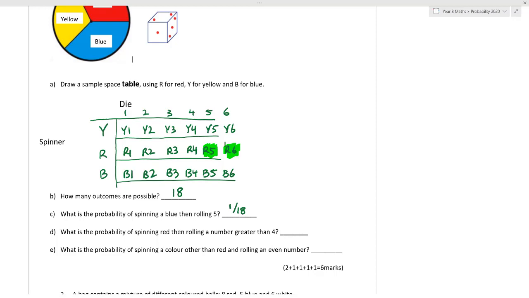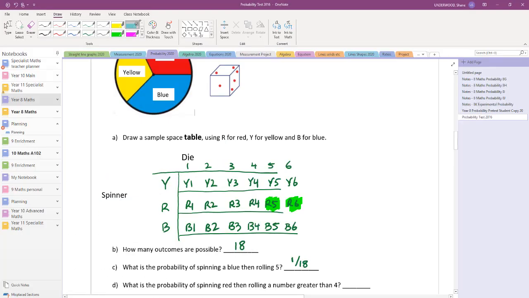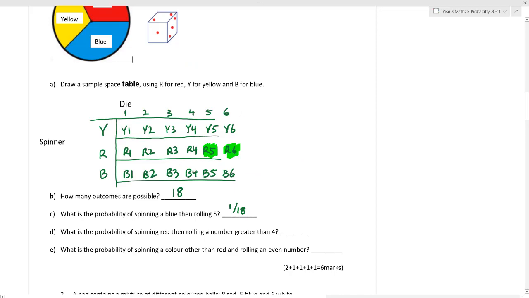What is the probability of spinning a colour other than red and rolling an even number? Let's do that one in blue. We don't want a red, but we want to roll an even number. So we're looking at Y2, Y4, Y6. We need both of these things to occur, so it can't be a red and it needs to be an even number. You can see there's a total of 6 things out of 18.